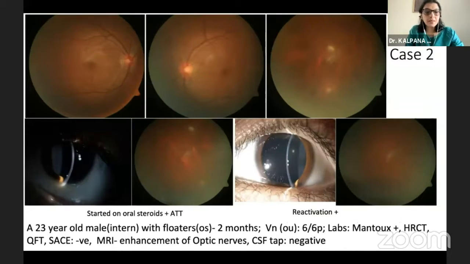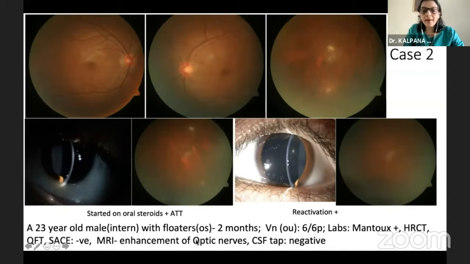Now, our second case is a 23-year-old intern who came to us with floaters, 2 months history, vision very good, 6/6. Labs were otherwise negative except for a positive Mantoux. Now, during our course of observation, he developed one single granulomatous KP and an increase in vitritis. So we started him on oral steroids and anti-tubercular therapy. But each time we tapered the steroids, he kept getting reactivations, and now he started developing retinal vasculitis as well.